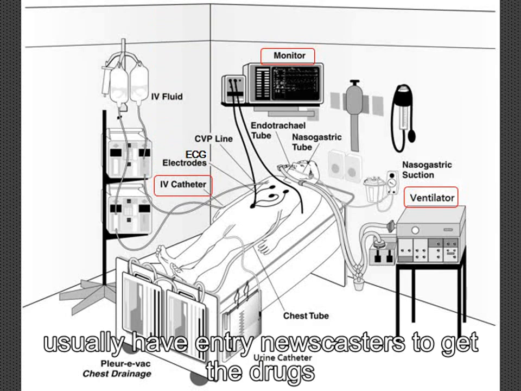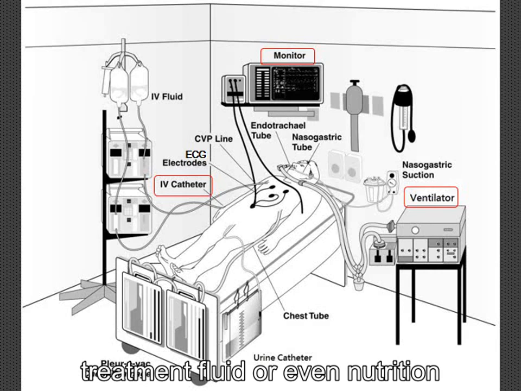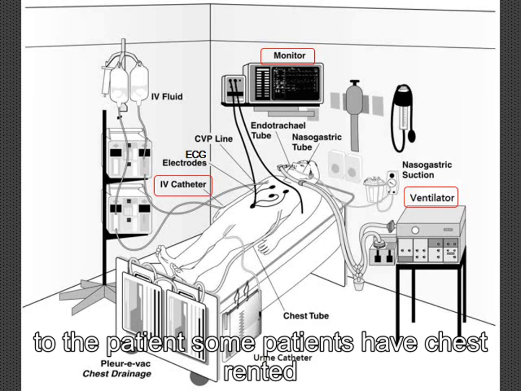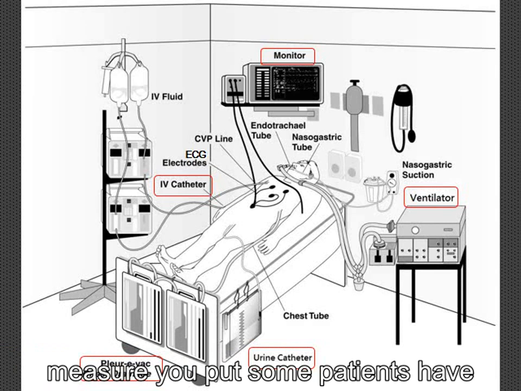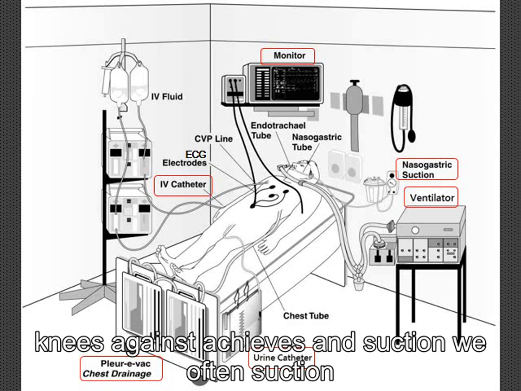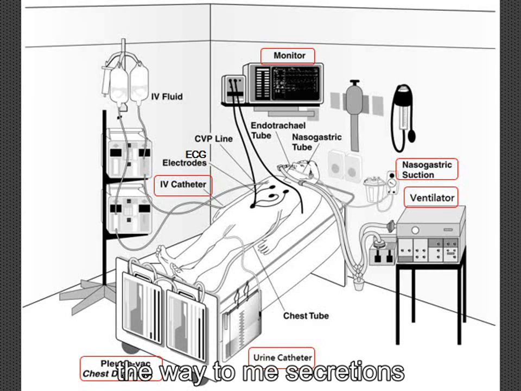Patients usually have intravenous catheters to give the drugs, treatment, fluid, or even nutrition to the patient. Some patients have chest drains in. Most patients have urine catheters to hourly measure the urine output. Some patients have nasogastric tubes on suction, and we often suction the airway to remove secretions.